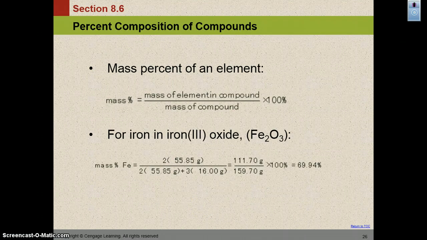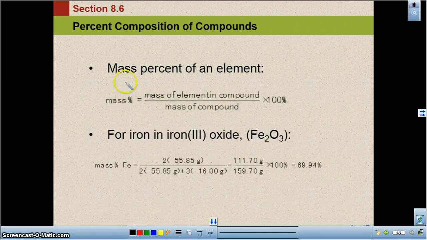The second part of the lecture today is over section 8.6, which is percent composition of compounds. And this is one of the easiest things that we do in chemistry. Mass percent of an element, all you have to do is take the mass of the element in the compound divided by the total mass of the compound times 100.